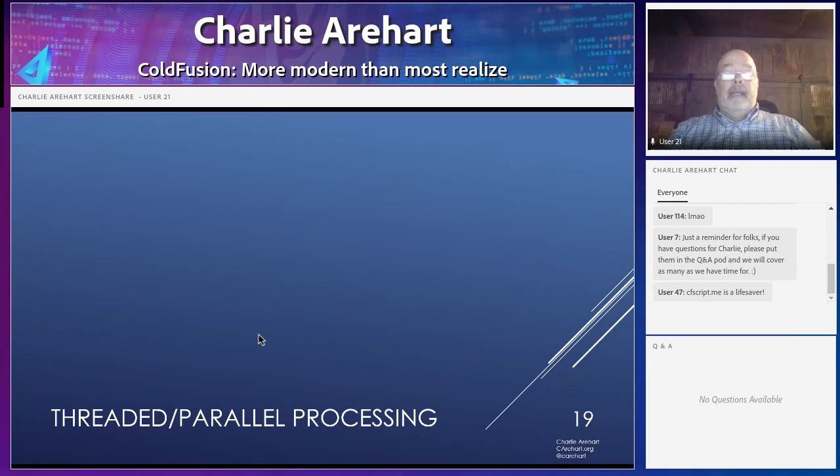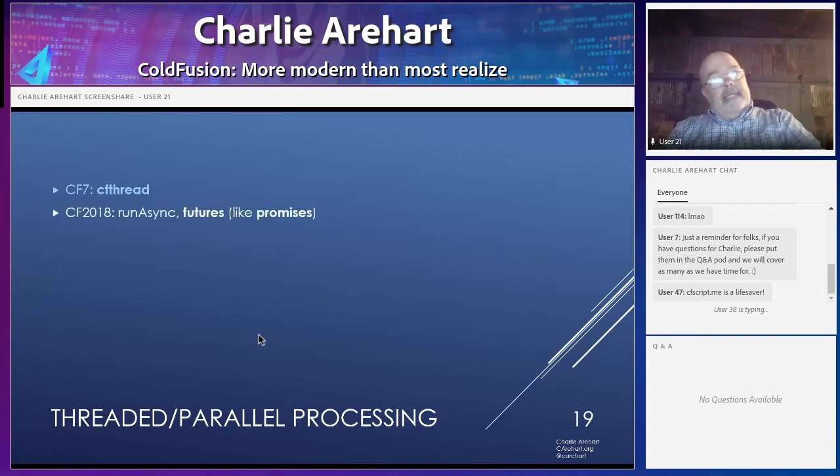So anyway, moving on, threaded and parallel processing. Even all the way back to CF7, some might remember that we had CF thread that allowed you to basically do a fire and forget of some code that ran in its own thread. And you could either let it go or join again later and check on the status of it.